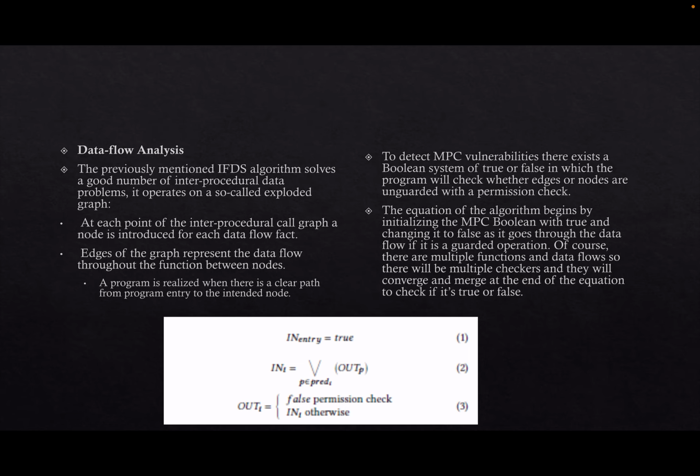For the MPC vulnerability detection, the data flow value is either true or false, denoting whether a point is unguarded or not. That is, whether there exists a path from the program entry to the point without checking permissions or not. Equations 1 to 3 give the data flow functions. The analysis propagates data flow values forwardly along the ICFG of the program.